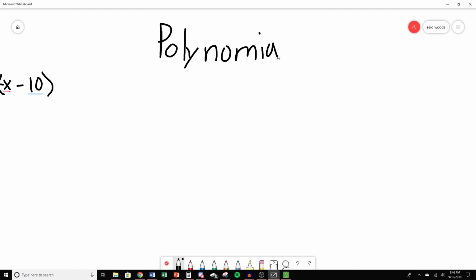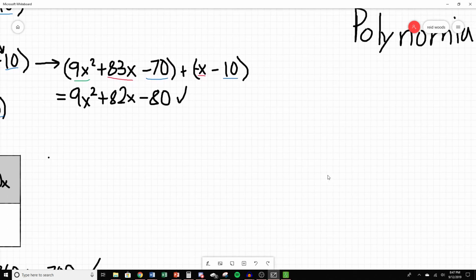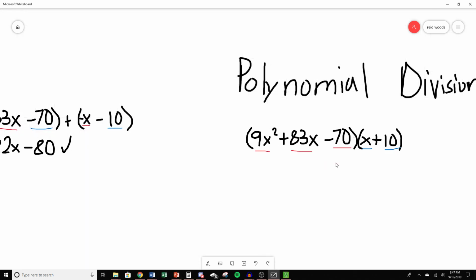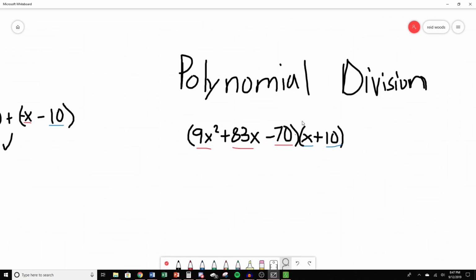Polynomial division. So make a new section in your notes, and this is what we're talking about today. All right, I don't want to have to rewrite all that. Let me just grab this. Okay. All right, so over here, we're going to reset this with this question. I'm going to drag this over, and you're going to rewrite this for me with a division symbol in between it.